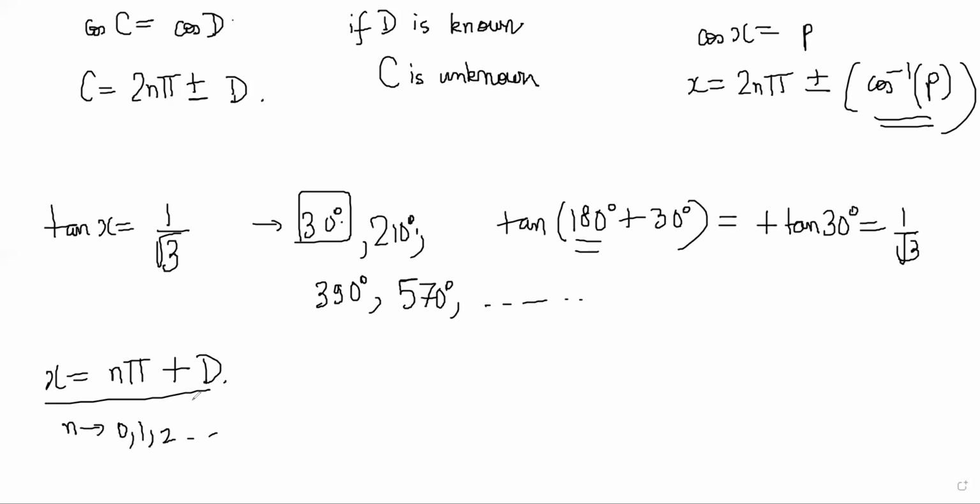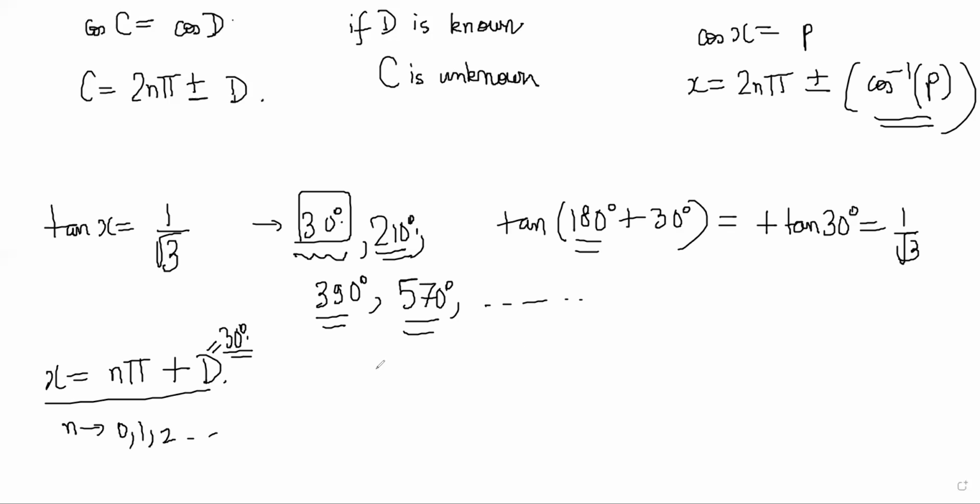So if you put 0, what does it become? Just 30. Here d is equal to 30. And if you put 1, what does it become? Pi plus 30, right? Which is 210. And if you put 2, it is 2 pi plus 30, which is 360 plus 30 or 390. And then it is 3 pi plus 30, which is 570, 540 plus 30.